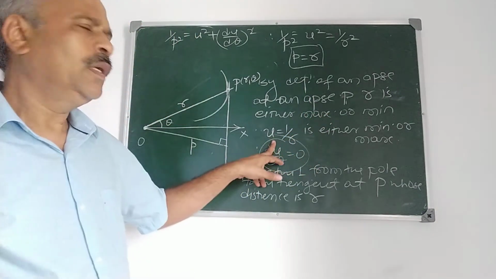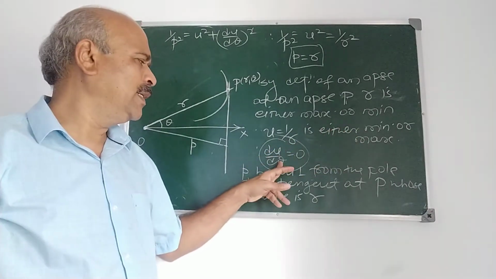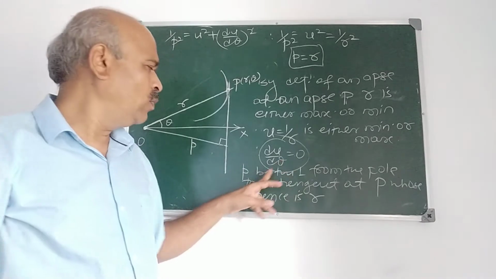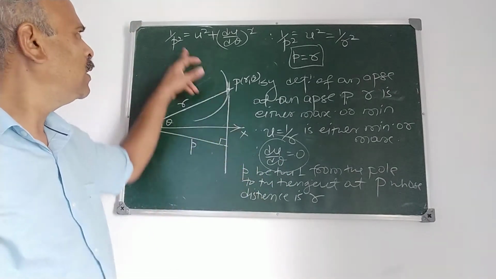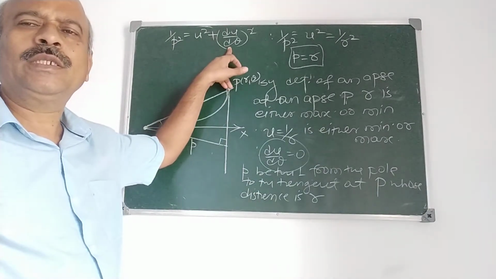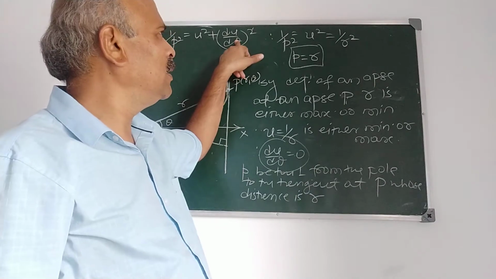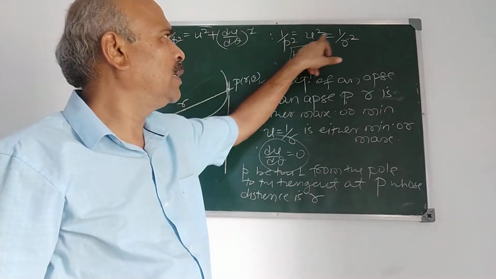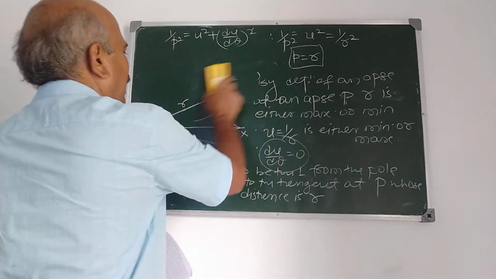Using that, we have u is either minimum or maximum. Therefore, du by d theta is 0. Then, if p is the length of the perpendicular from the pole to the tangent, 1 upon p square is u square plus (du by d theta) square. Therefore, since du by d theta is 0, 1 upon p square is u square. U square means 1 upon r square. What does this imply? Small p is r.